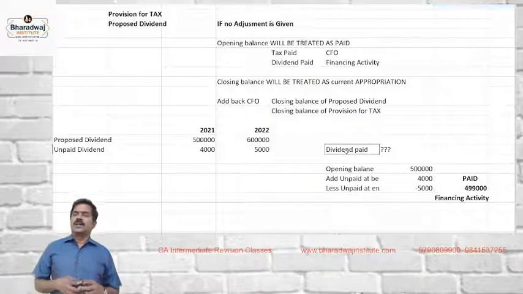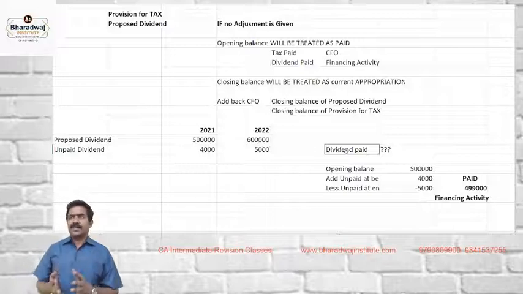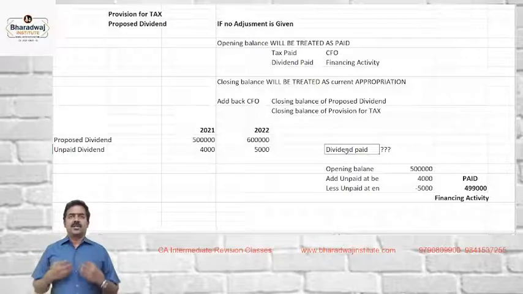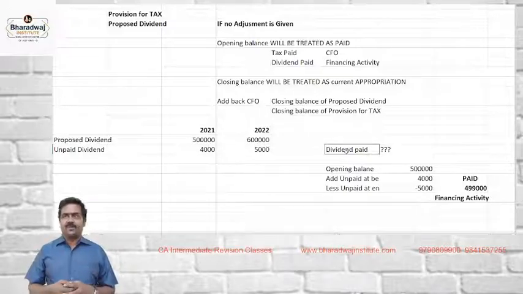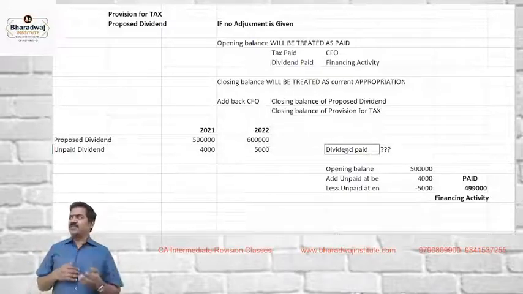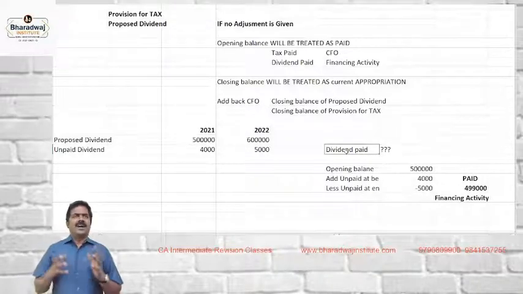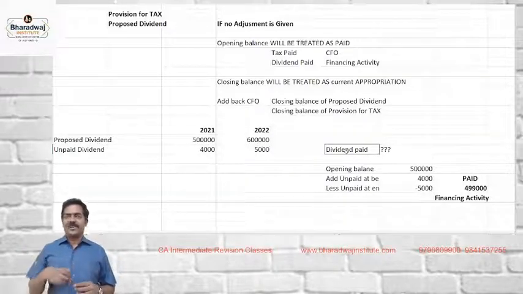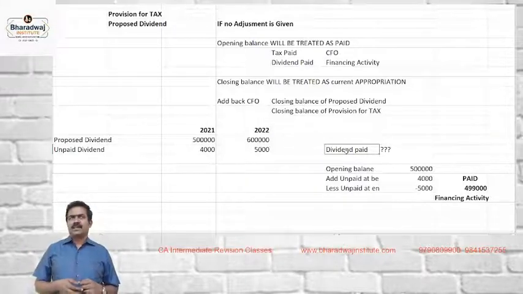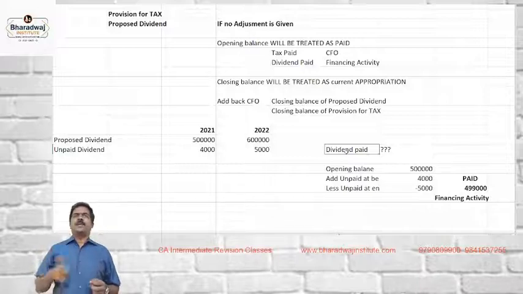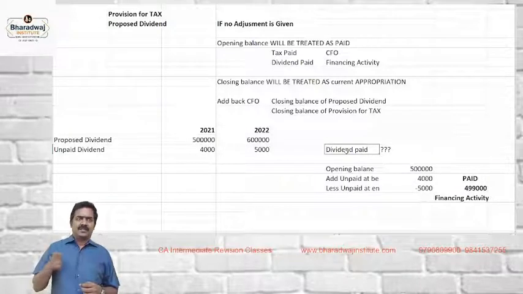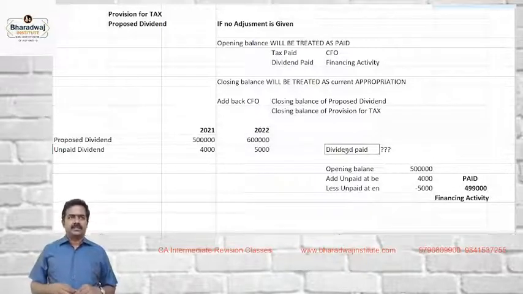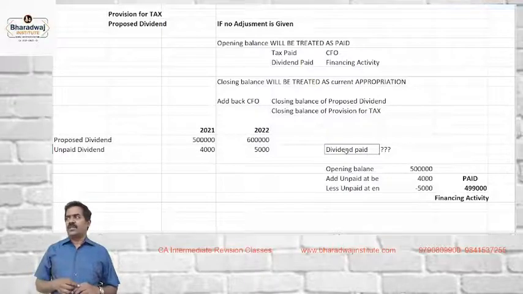So these are the 2 or 3 adjustments where normally students get some trouble. Number 1, provision for tax. Number 2, fixed assets with accumulated depreciation. Number 3, proposed dividend with unpaid dividend, things like that. Other things you will definitely be able to make out. For example, they would have redeemed debentures. When you redeem debentures, it's a financing activity outflow. If you pay any premium on redemption, for example, debentures worth 1 lakh are redeemed at a premium of 10%, 1,10,000 you will show in financing activity.